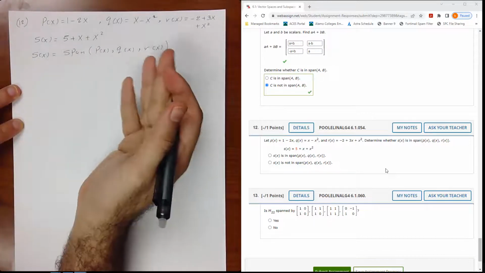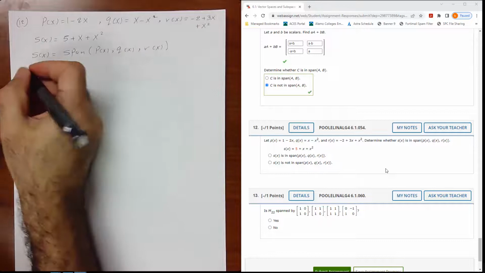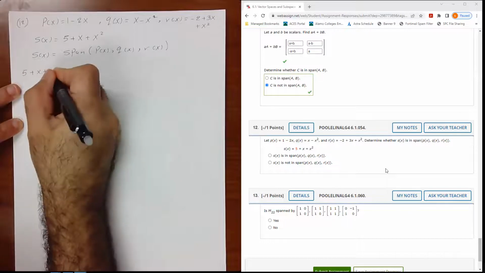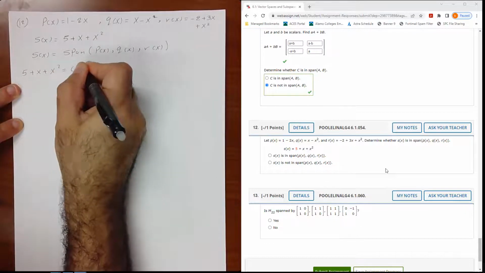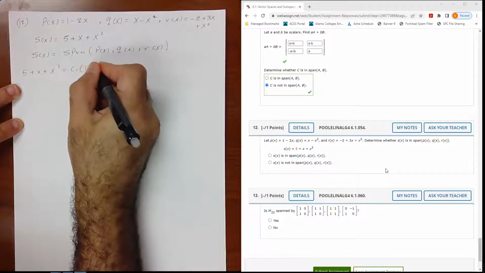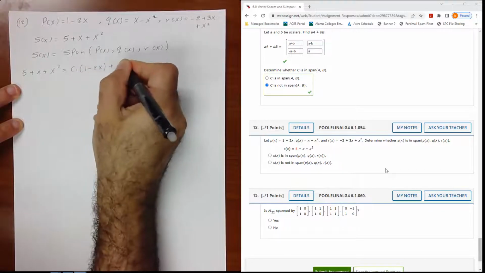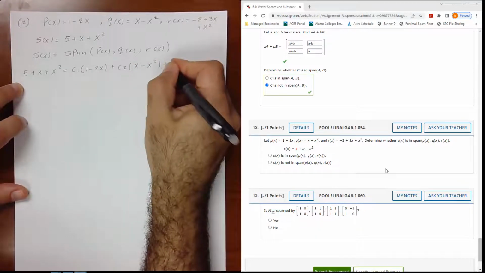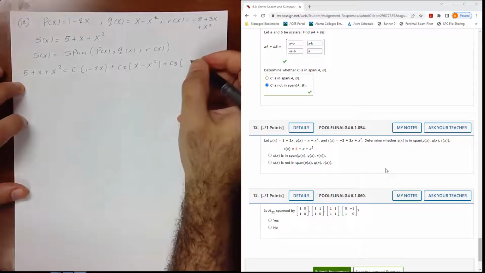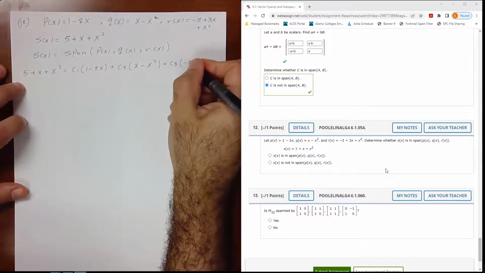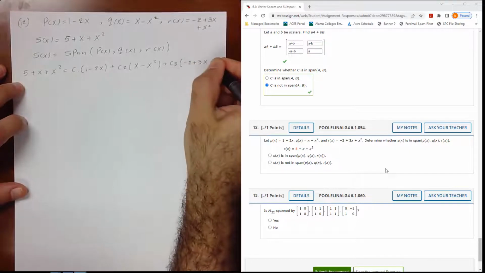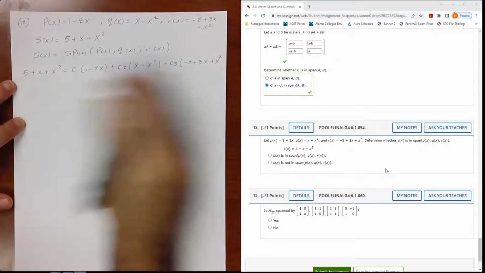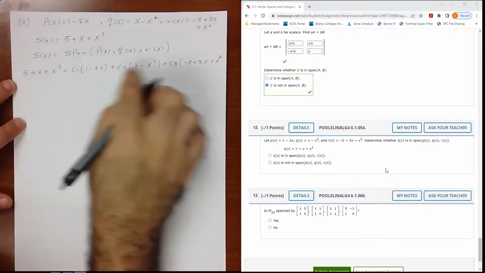So that means there are scalars C1, C2, and C3. I'm going to write down S of x, which is 5 + x squared, equal to C1 times P of x, which is 1 - 2x, plus C2 times Q of x, which is x - x squared, plus C3 times R of x, which is -2 + 3x + x squared. Let's simplify by distributing C1, C2, and C3.